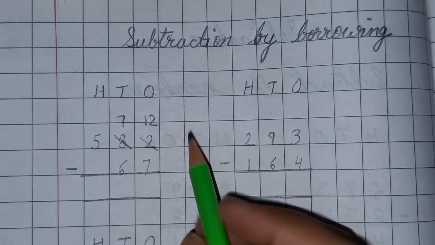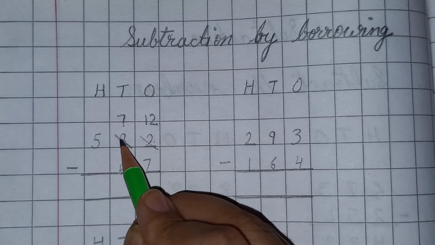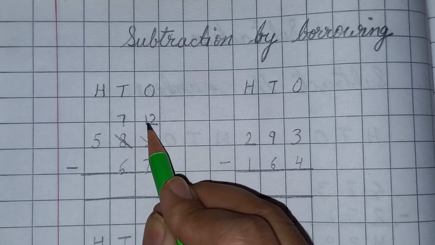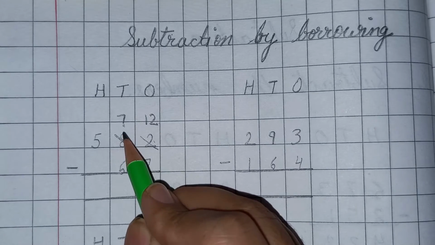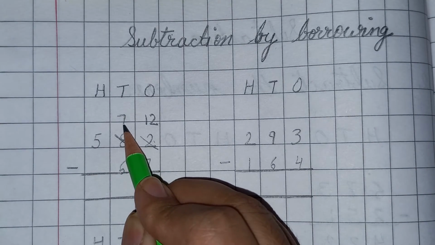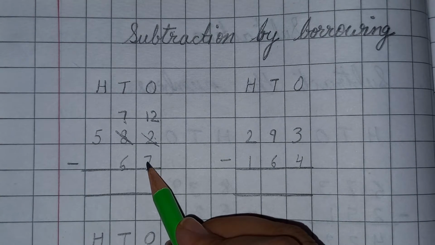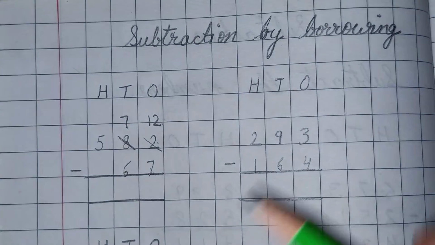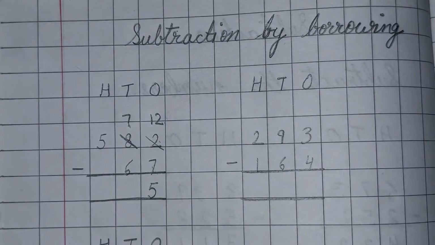Got it? So this way we have to do borrowing. Okay, so we have borrowed 1 ten from here. So we got the number 12 because we have added 10 to two ones. Okay, and here 1 ten will be reduced. So 8 minus 1, that will be 7. Okay, now see, 12 is bigger than 7. So easily we can subtract. Now we will subtract 7 from 12, right? So which number we will get? We will get 5.